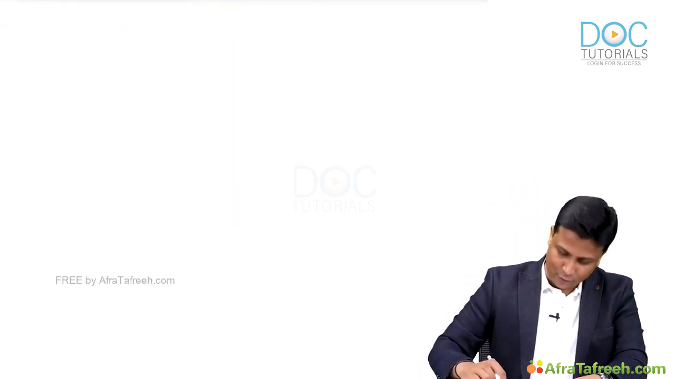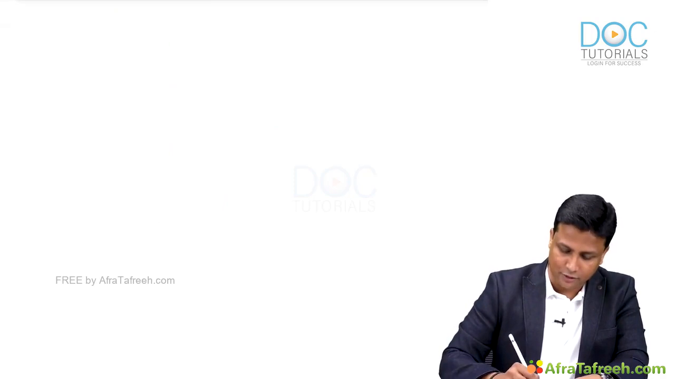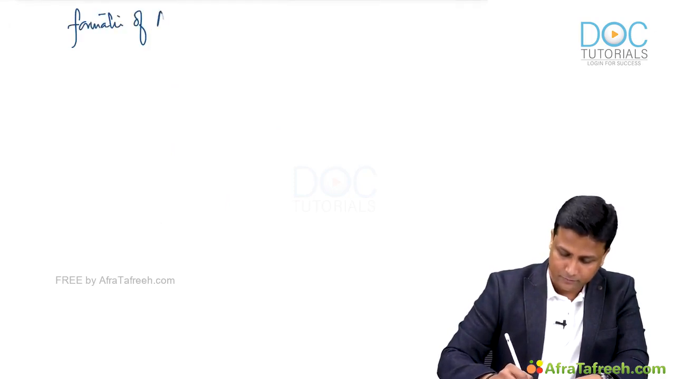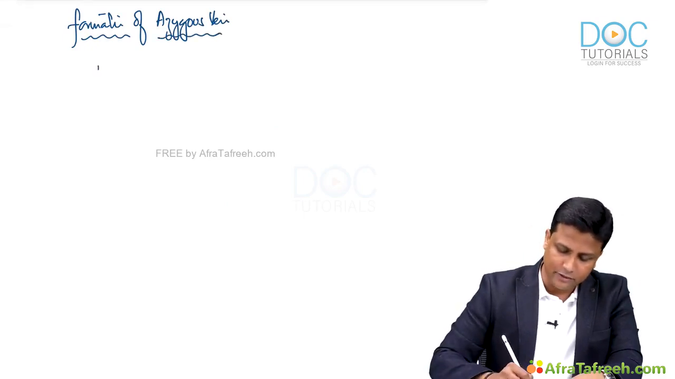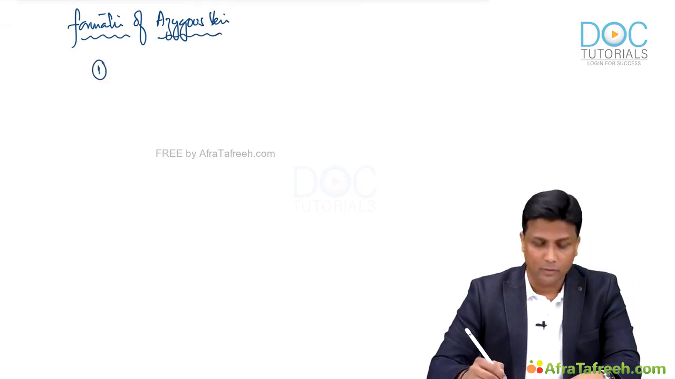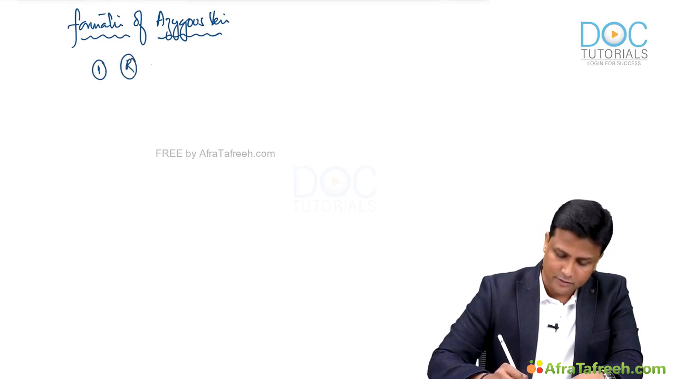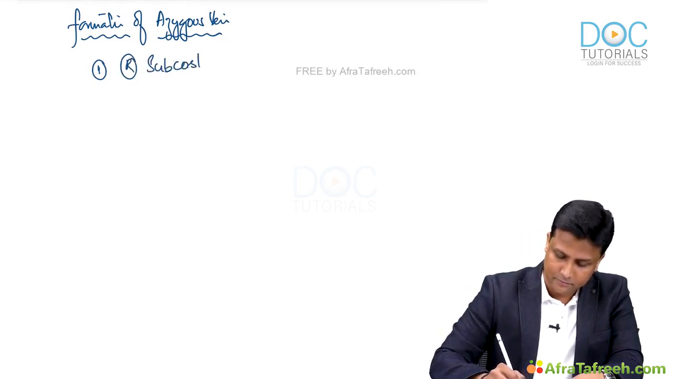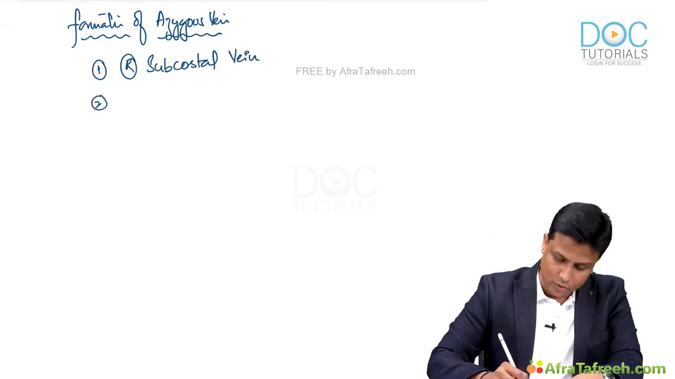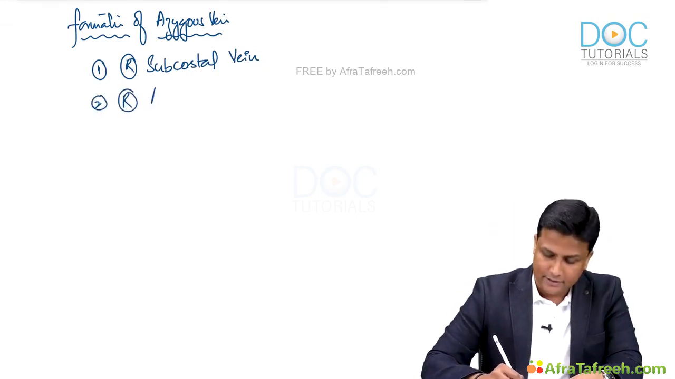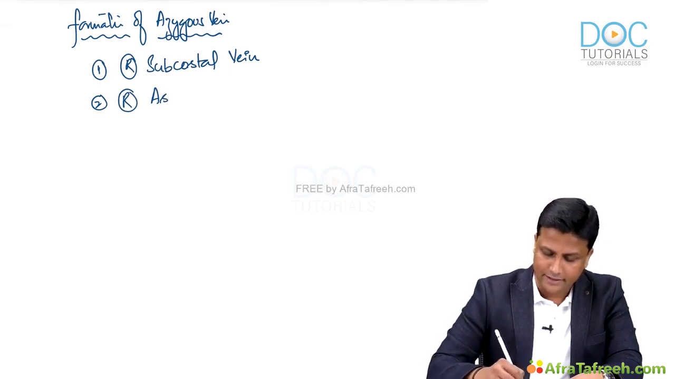Perfect. So therefore, let us write down the formation of azygous vein. Formation of azygous vein here, sir. Azygous vein is actually formed by three veins. I will be using the same numbers there. Number 1, a right subcostal vein. Right subcostal vein. Number 2, there will be a right ascending lumbar vein or lumbar ascending vein.